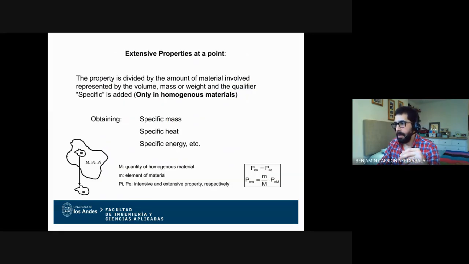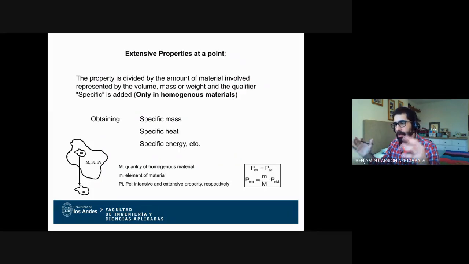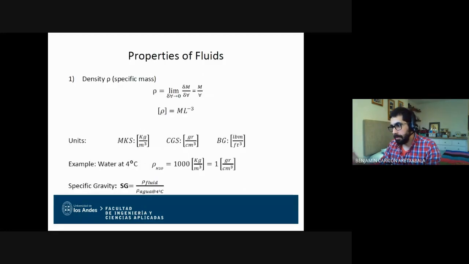Excellent. Okay, and normally these intensive properties are called specific because they depend on something. Normally it's the volume. So the typical example is density. Density is also called a specific mass, or it could be a specific weight if you multiply by the gravity. So, well, here's the example. Density is the specific mass.